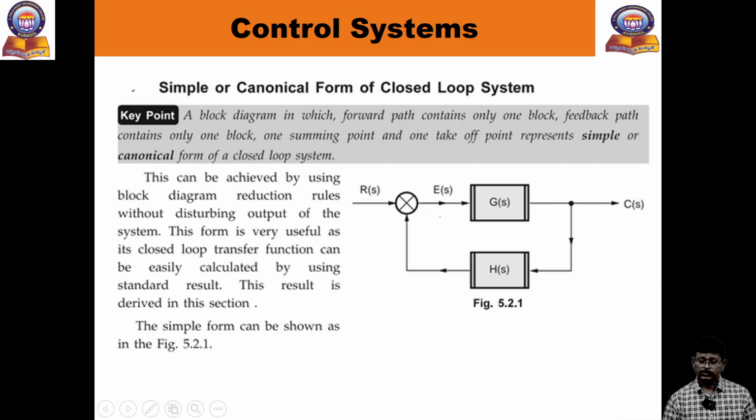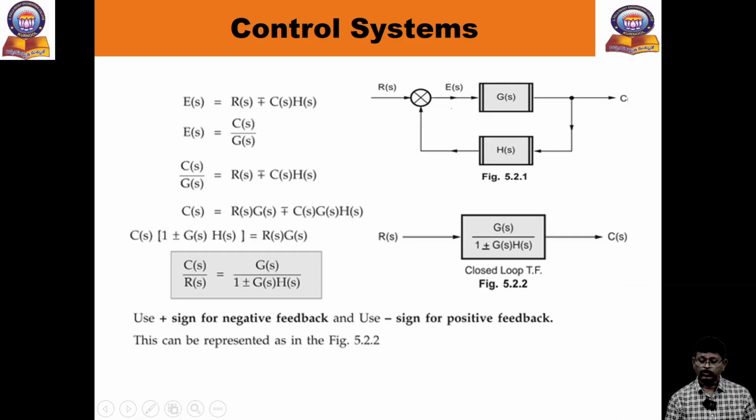So what is the transfer function? Transfer function is the Laplace transform of the output by the Laplace transform of the input. This is the simple representation of the closed loop system. What is the transfer function of this closed loop system? Very simple. In this case we have G of S, C of S, H of S, R of S.